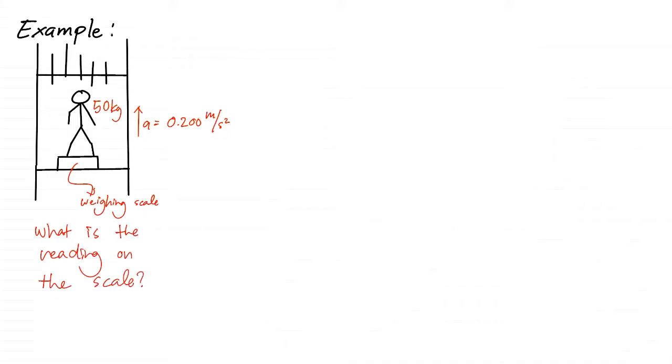So, normally, dapat 50 kilograms yung mabasa natin sa weighing scale. But since there is an added factor here that the elevator is decelerating, so nagsuslow down siya to a stop as it goes down. So, what is the effect of that slowing down doon sa reading nung weighing scale? So, like any other problem, let us begin solving itong problem na ito by drawing yung free body diagram.